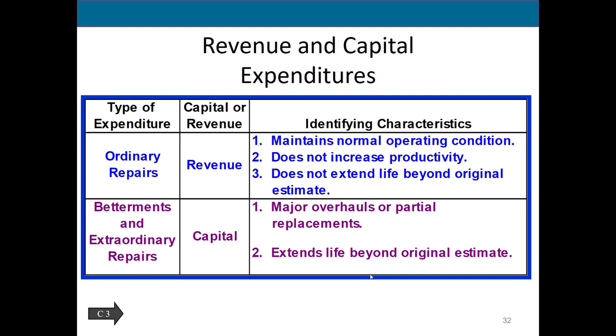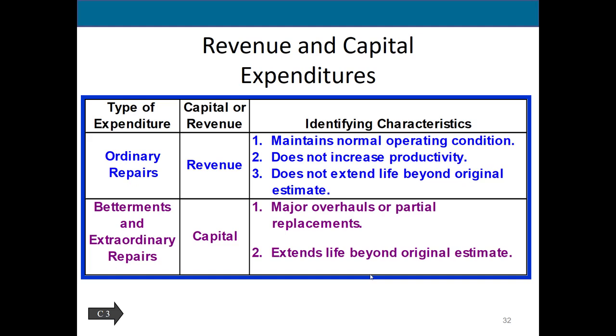If we believe it's ordinary repairs, then we should just expense it. That's what capital or revenue means, and it says revenue. It means that we're going to expense it against revenue. If it's an ordinary repair, we're just going to push it to repairs and maintenance expense. An ordinary repair is anything that maintains normal operating condition, does not increase productivity, and does not extend life beyond the original estimate.